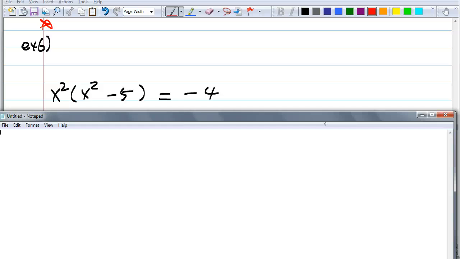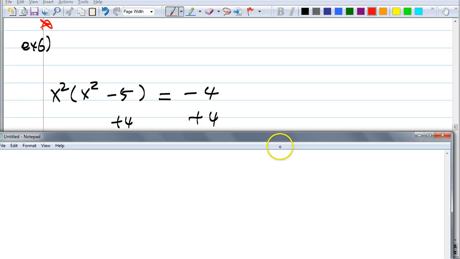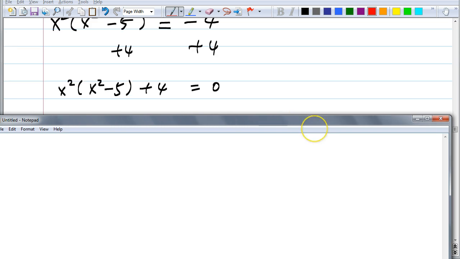So what are we going to do next? Indira, what should we do? We should add 4. Exactly. What do I get when I add 4? X squared minus 5 plus 4 equals 0. Exactly. Equals 0. Okay, so write that down. I'll wait. So this is what we get. So what do I do next? Look at the left side.